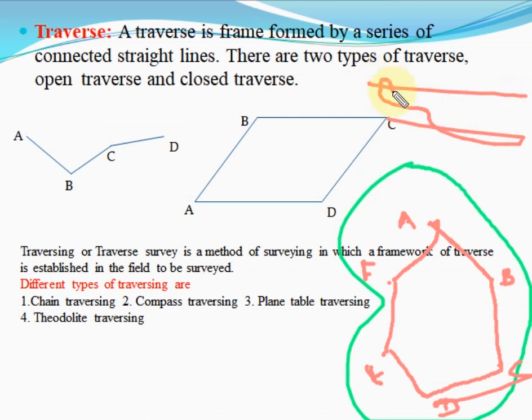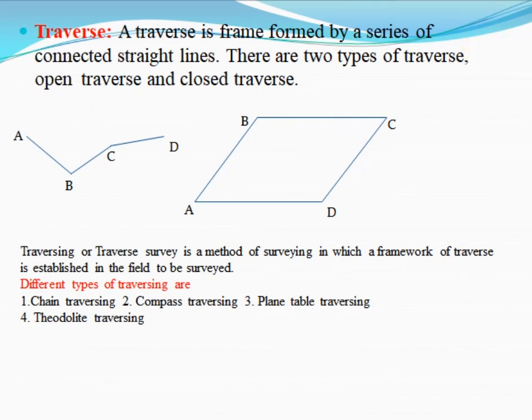Okay. In the case of an open traverse, let us say this is your road. Here, if you establish different points, let these be the different points. So, the starting point and end point do not coincide, then it is called an open traverse. Okay.